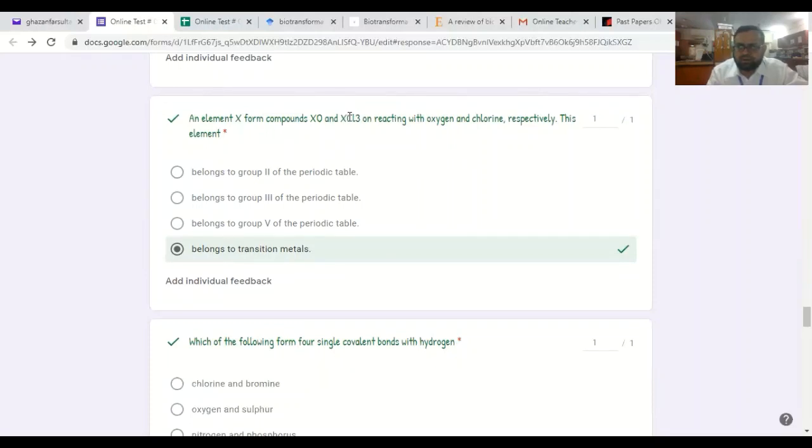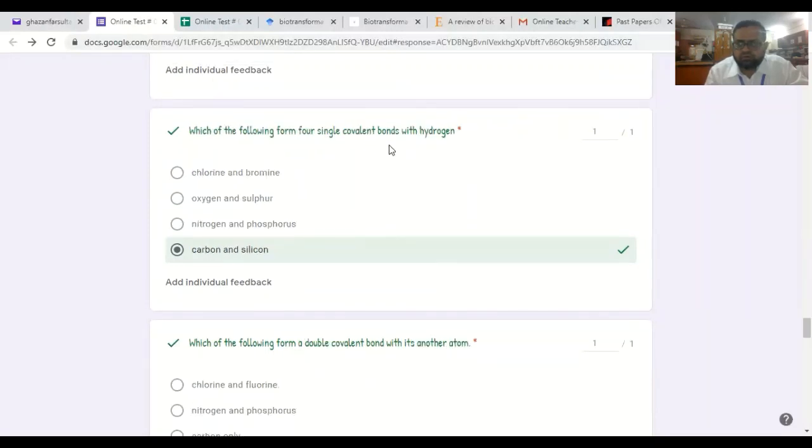Here there are 3 chlorine atoms. Chlorine is a halogen. Halogen has -1 oxidation state. So if there are 3 halogens, the charge on X must be +3. So in one of its compounds shown here, it is showing +2 oxidation state. In another compound it is showing +3 oxidation state. So it is showing variable oxidation state. If it is showing variable oxidation state, it means it is one of the transition elements. So the last option is correct.